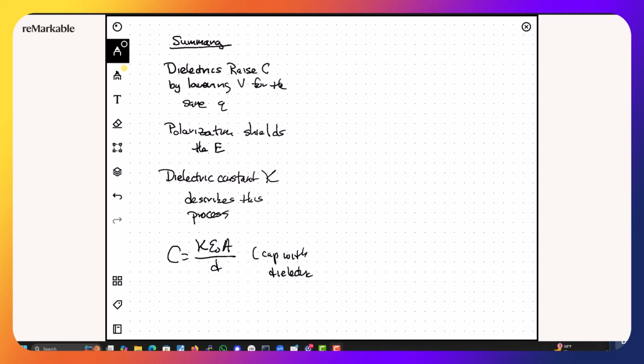Okay, so some other things we can say. We can talk about the energy stored in a capacitor, 1/2 CV squared, or 1/2 Q squared over C. Nothing new, they're the same. And the energy density is 1/2 epsilon naught E squared. Energy's in the field.